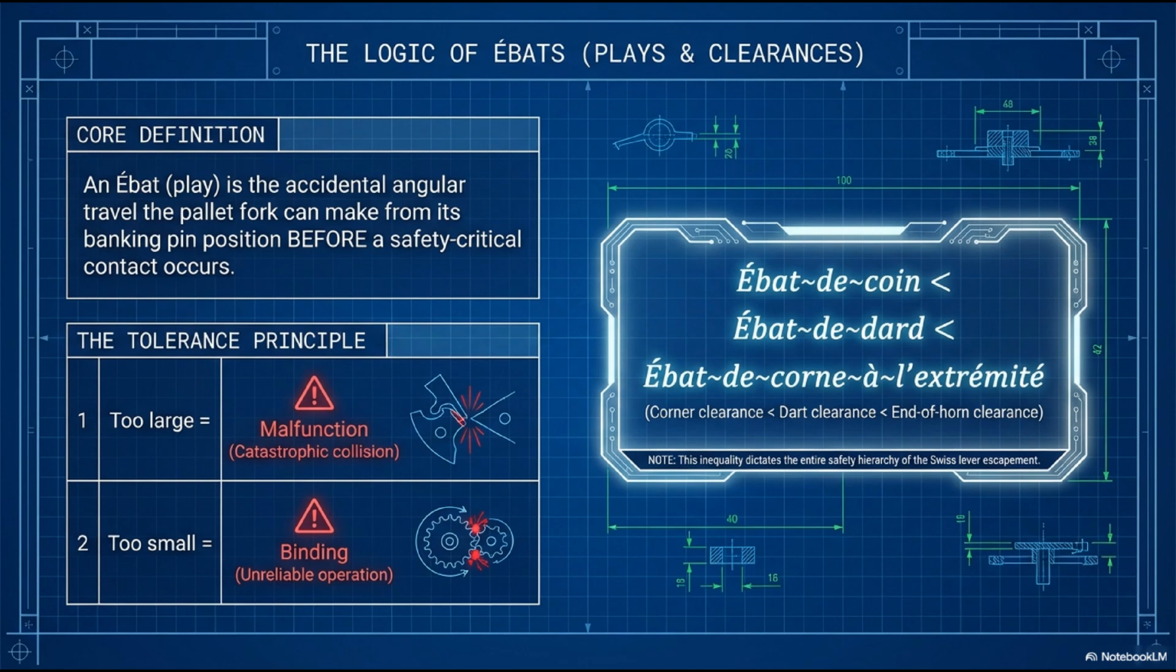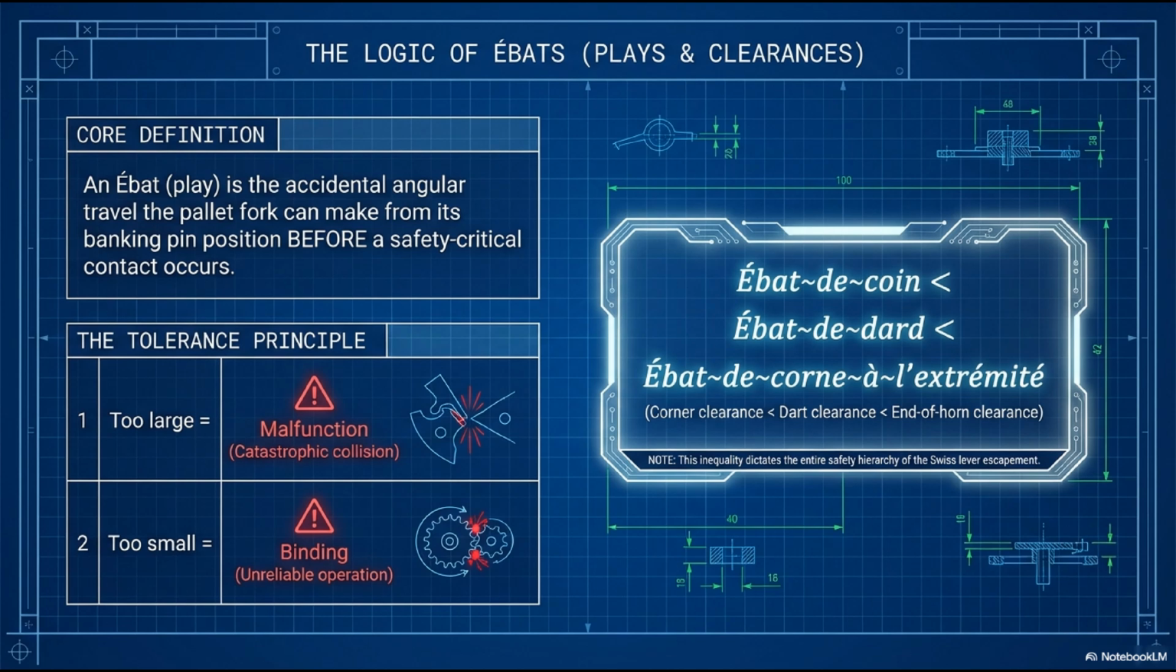Core definition: an abat is the accidental angular travel the pallet fork can make from its banking pin position before a safety-critical contact occurs. Note: accidental, this is not normal operating travel. It's what happens when a shock displaces the fork. How far can it travel before something bad happens?